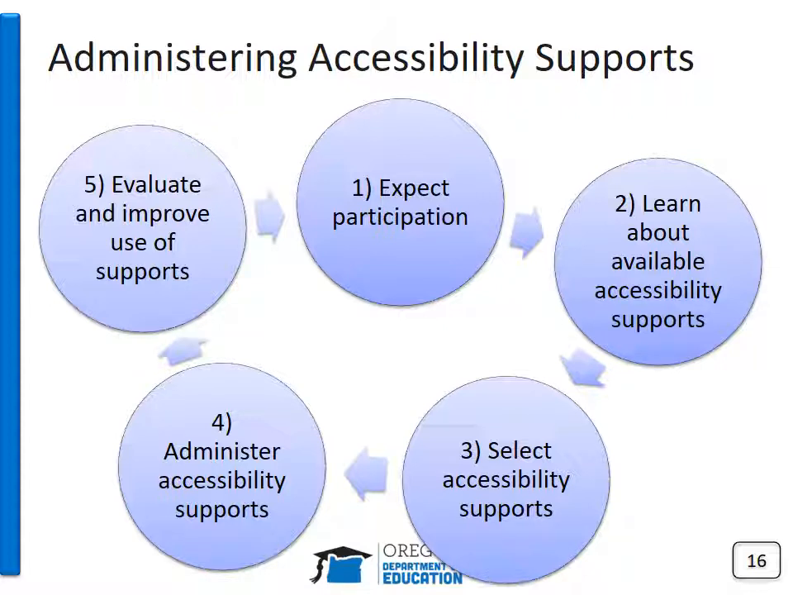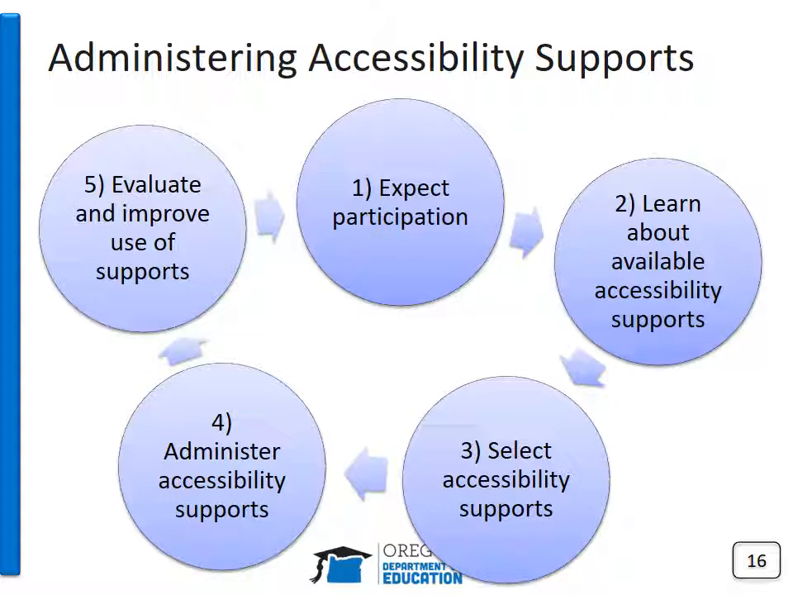Step 1, you're going to expect participation in statewide assessment for all students. ESEA and IDEA mandate that all students are expected to participate in statewide assessments with appropriate supports for the grade level in which they are enrolled. This is true for all students, including those with the most significant cognitive disabilities.